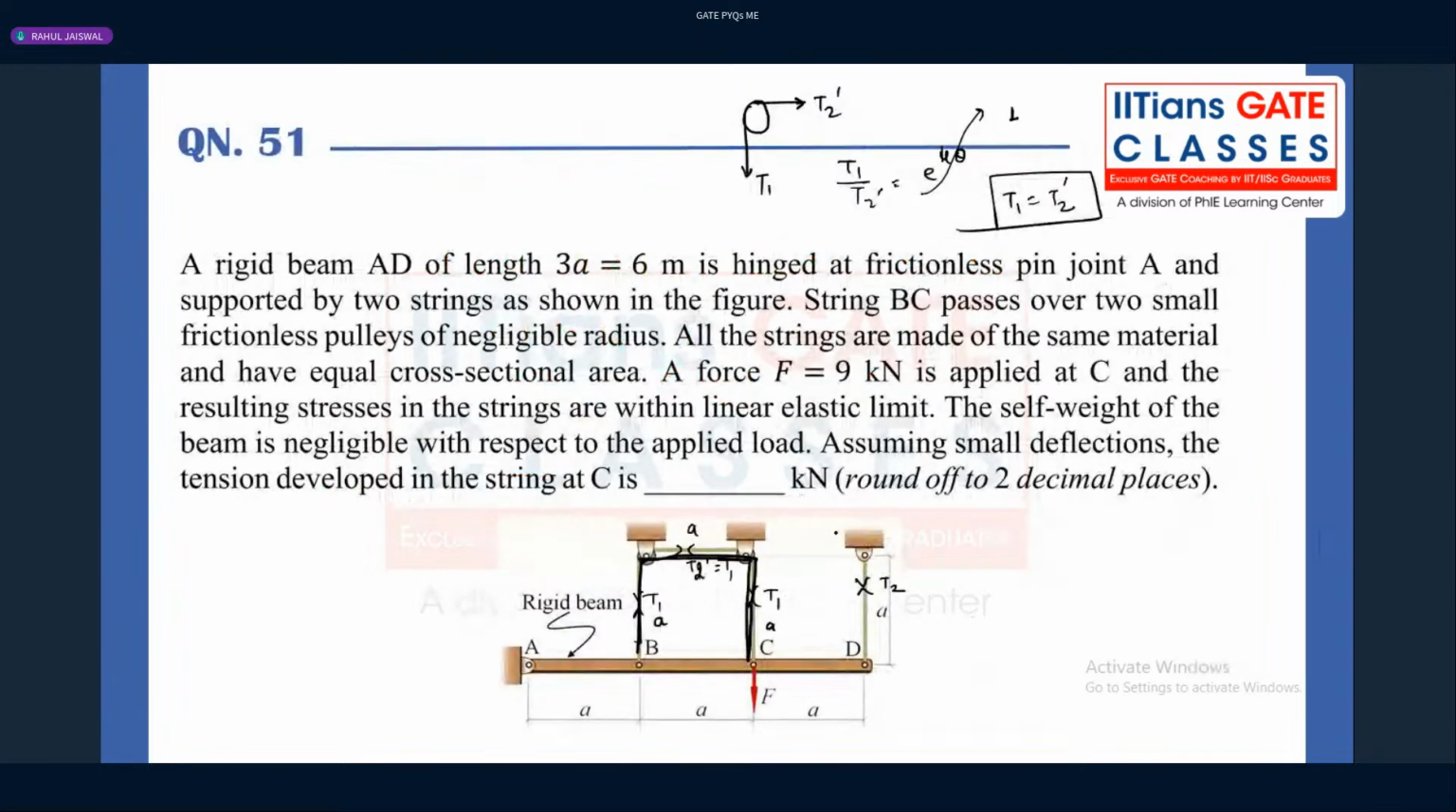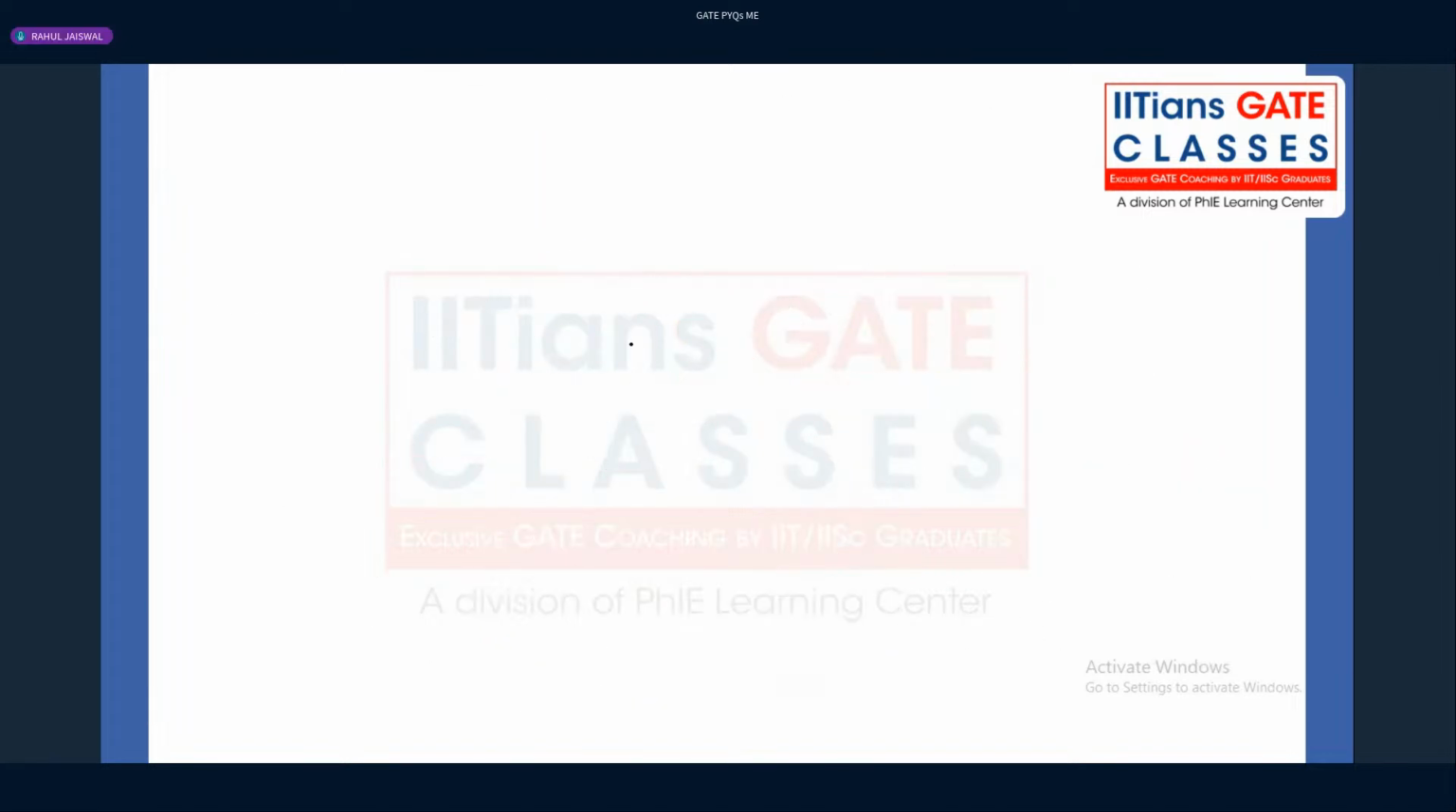But they are asking in the problem, what is the tension developed in the string at point C, which will be 1.5. If they would have been asking the question like, what is the tension developed in the string at point B, that also must be 1.5. So that is regarding this particular question.